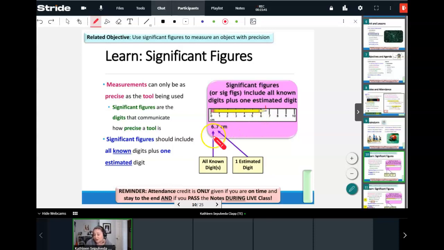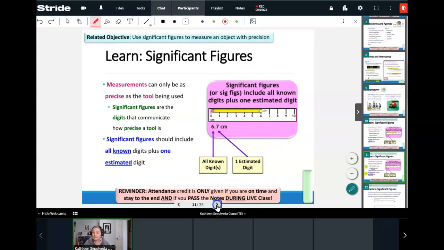Now, it's given us the answer of 6.7. So it's saying that it's 2 clicks past the halfway point. All right, that would be my estimated digit. So you put all your known digits first, and then you have to estimate. My trick is that I always look at what's the halfway point between the two numbers. Is it past the halfway point? If it's past the halfway point, then I know it's bigger than 6.5. If it's not, then I know it's going to be less than 6.5. Where am I at? So that's where you have to estimate, okay?